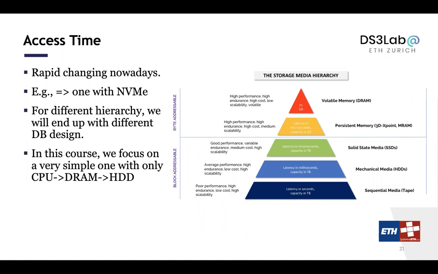So in this course, again, we are going to focus on a very, very simple hierarchy. You have CPU, you have DRAM, and you have your hard drive. And we assume your performance is dominated by data movement from your hard drive to your main memory. That is what we are going to deal with.